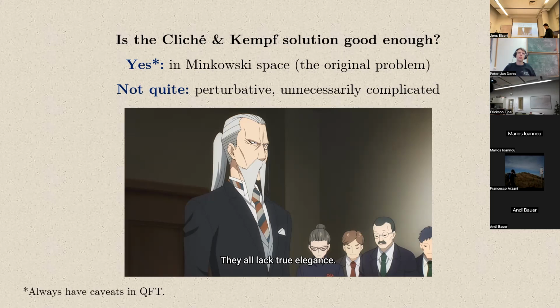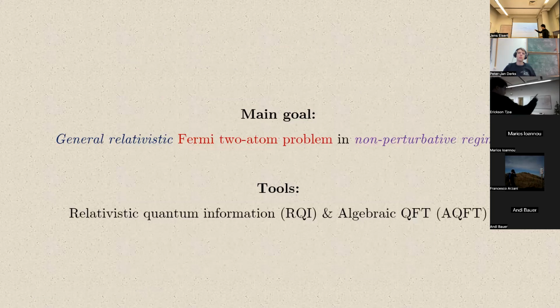Okay, so let's see what the more elegant solution to this is. My main goal is to convince you that you can do the proper general relativistic Fermi two-atom problem, fully in curved spacetime of anything you like, so long as the wave equation is well defined. And the spacetime is fixed? Yes, the spacetime is fixed. So this is purely in the regime of quantum field theory in curved spacetime. I'm not doing back reactions, but I think this is good enough for our problem. And in the non-perturbative regime, it means that I don't do any Dyson series truncations and whatnot. The tool that I'm going to borrow is a bit of a mouthful, but it comes from my field, called relativistic quantum information, and another very big field called algebraic quantum field theory.